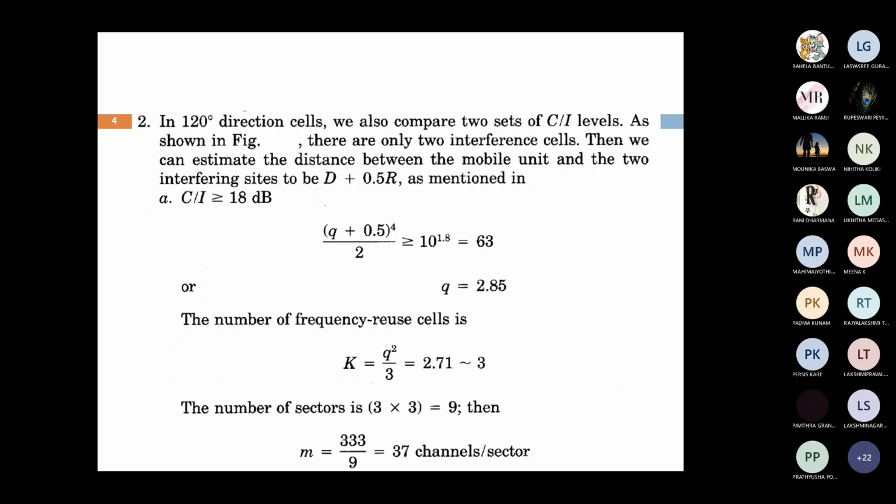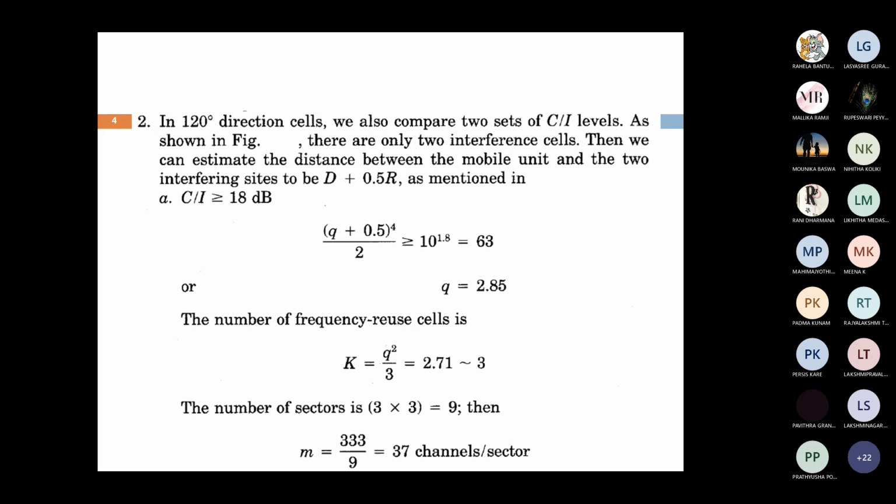Then substitute in the reverse method, where we get distances for 2 interfering cells. So (Q plus 0.5) power 4 divided by 2 co-channel interferers is greater than or equal to 10 power 1.8, which is 63. Then Q equals 2.85. Then K equals 3.